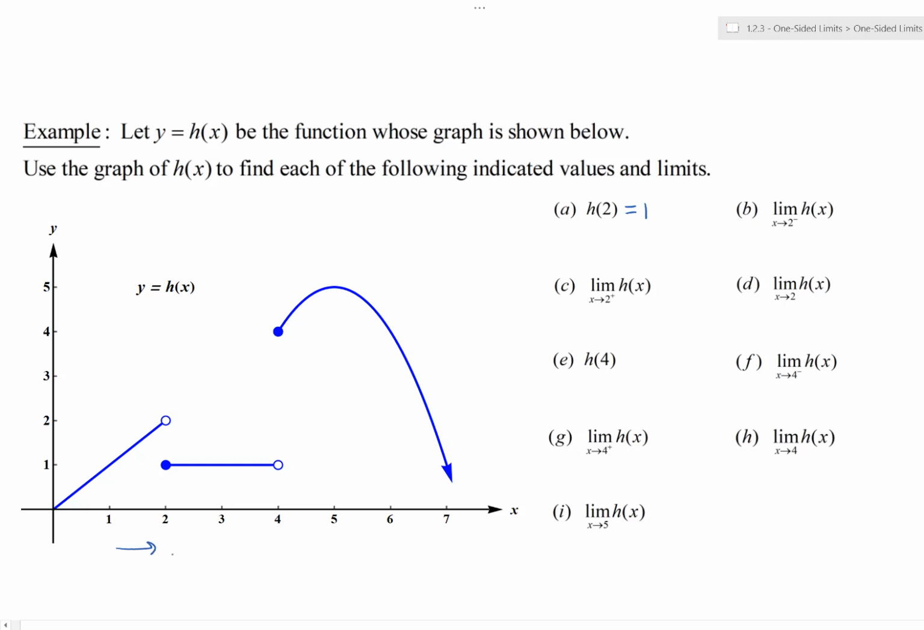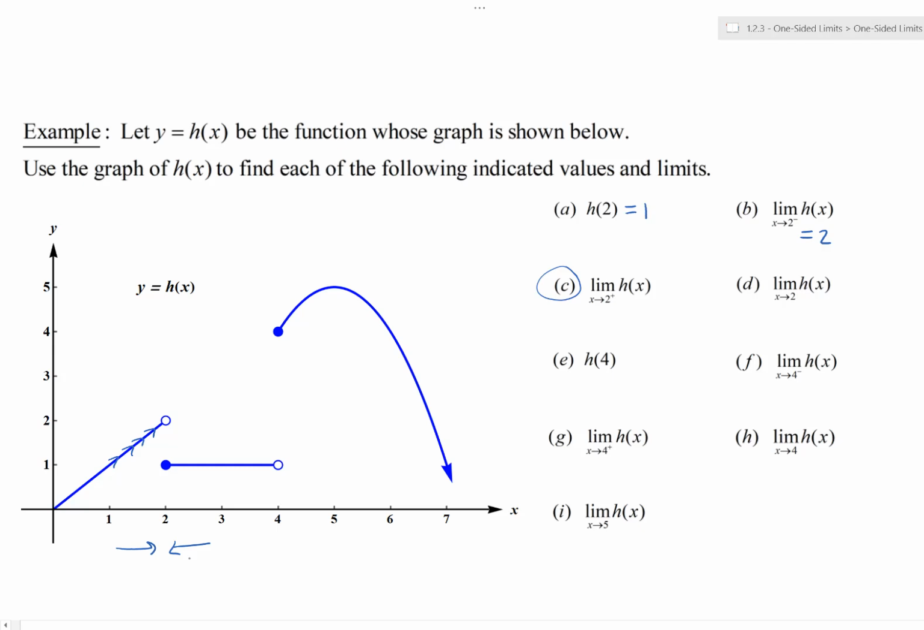Let's go to 2 from the left. Well, what's the function doing? Getting closer and closer to the output value of 2. So as x goes to 2 from the left of h of x, it approaches 2. How about in part C? As x approaches 2 from the right of h of x, what's that limit?